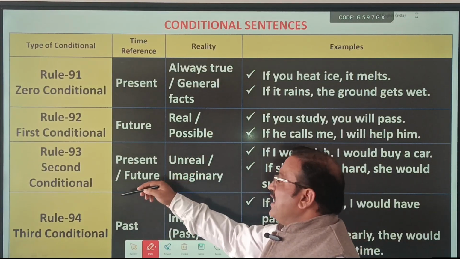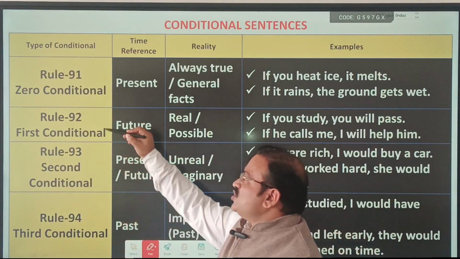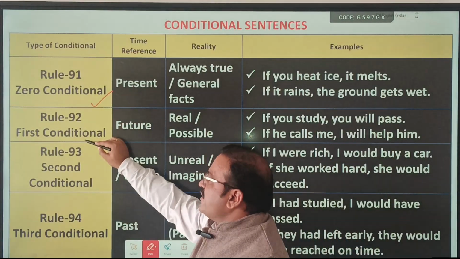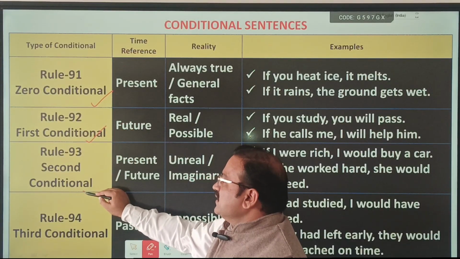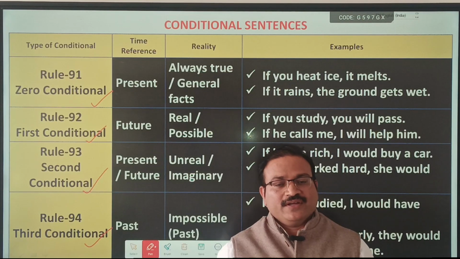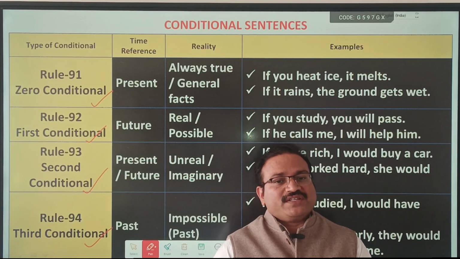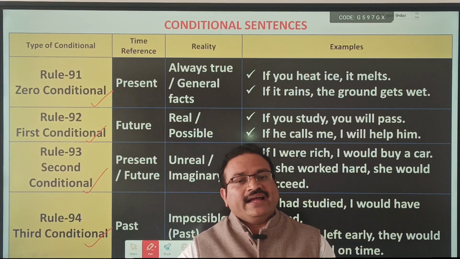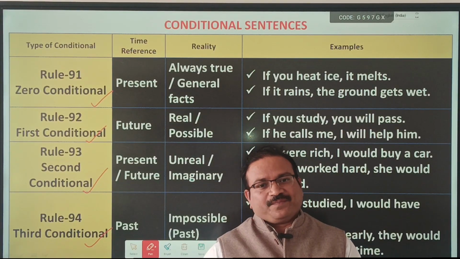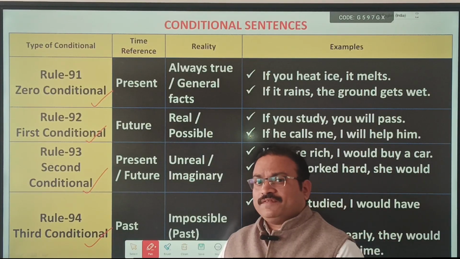In total, we have four types of conditional sentence. First type is zero conditional, second first conditional, third second conditional, and fourth type is third conditional. So four types of conditional sentences. Let us understand one by one each of these types.